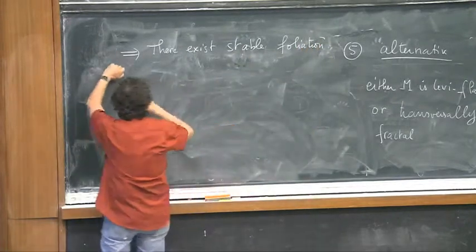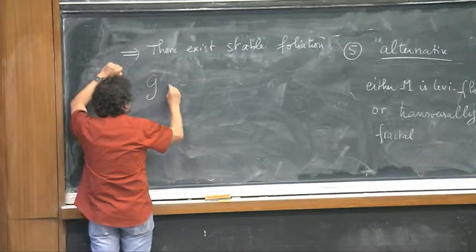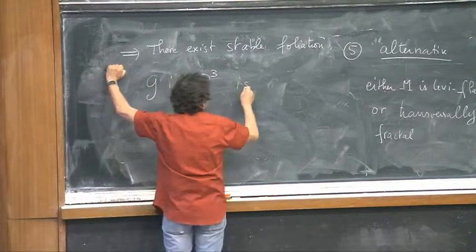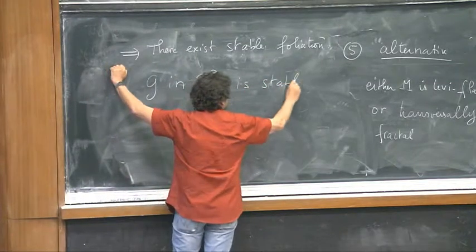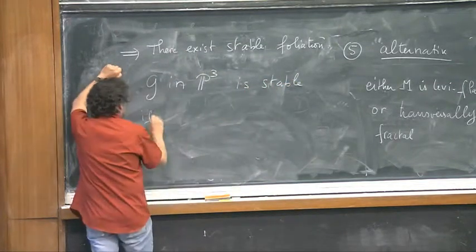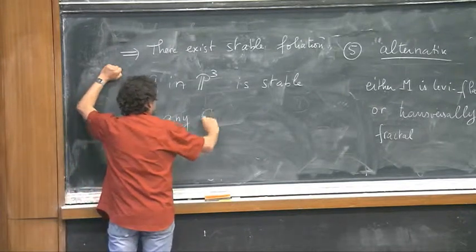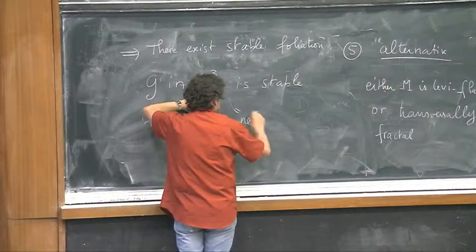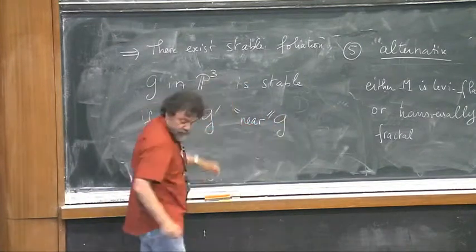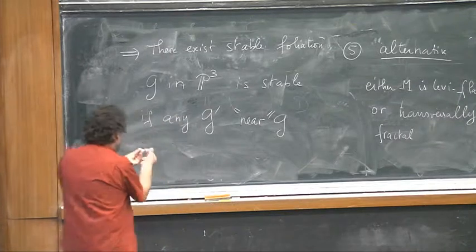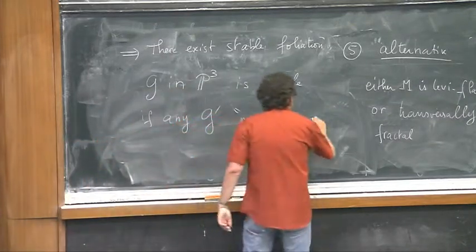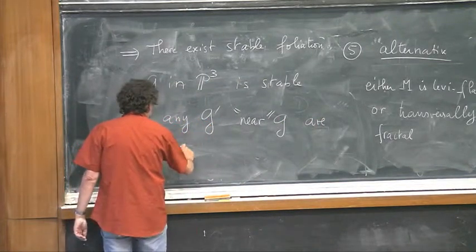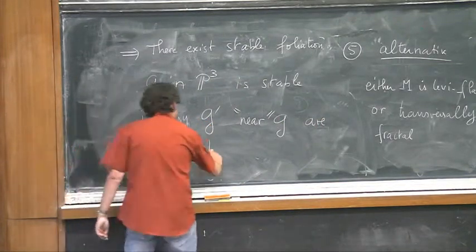What is stability of a foliation? You say that a foliation G in P3, for example, is stable if any foliation which is near G, that means the forms which define the foliation are approximate, is conjugated by a linear automorphism.